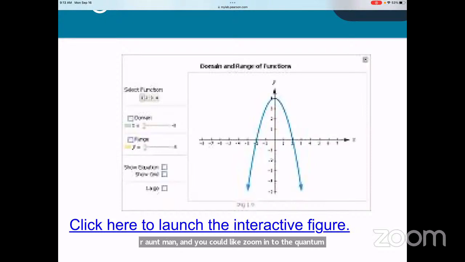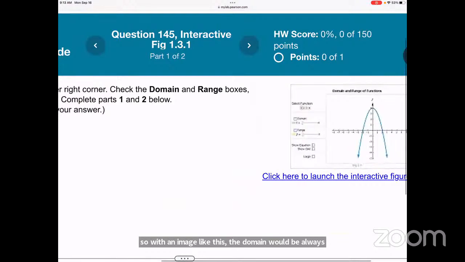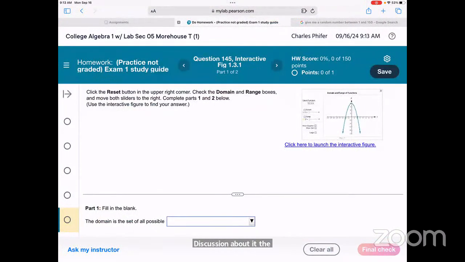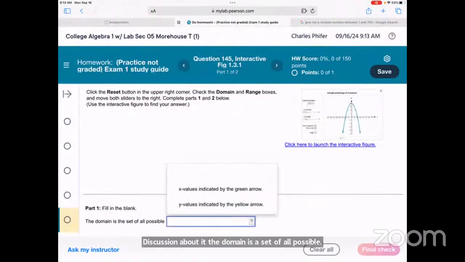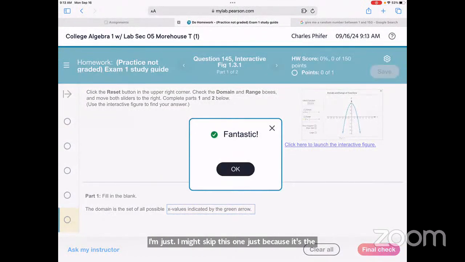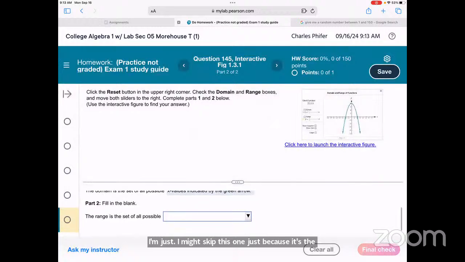So with an image like this, the domain would be all reals. We don't even need to open it up, we just had to have a quick little discussion about it. The domain is the set of all possible x values, indicated by the green arrow. I might skip this one just because it's the interactive figure, and I just refuse to open it. The range is going to be the y values. Okay, that's fine.